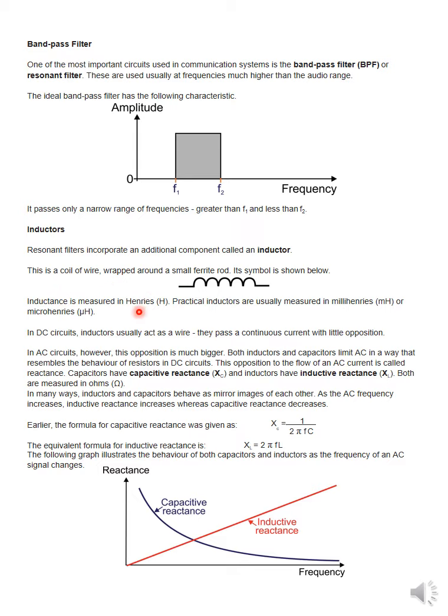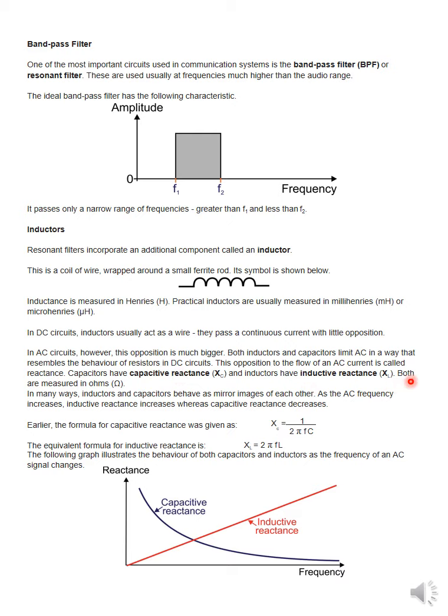You must know what an inductor is. Inductance is measured in henries. Practical inductors are usually measured in millihenries or microhenries. In DC circuits, inductors act as a wire. They pass a continuous current with little opposition. In AC circuits, however, the opposition is much bigger. Both inductors and capacitors limit AC in a way that resembles the behavior of resistance in DC circuits. The opposition to the flow of an AC current is called reactance.